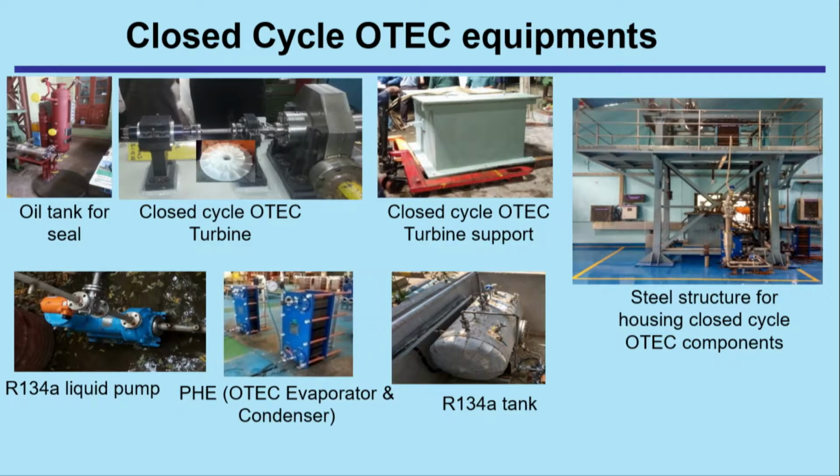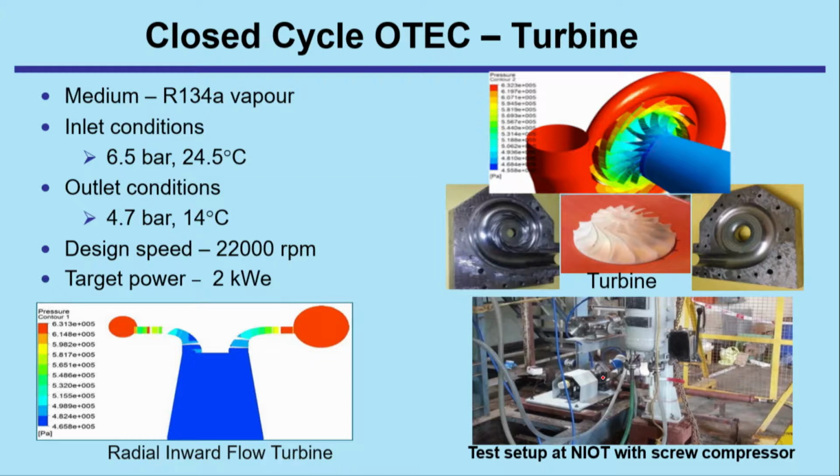The various OTEC equipments for the closed cycle OTEC plant are shown here. You can see the OTEC turbine, the pump, the evaporator, the condenser, and the tanks and the steel structure for housing the components. And this is the closed cycle OTEC turbine. You can see how the fluid moves during the actual simulation studies, and this is the turbine and the test setup with screw compressor, and this shows the radial inward flow turbine, how the flow takes place.